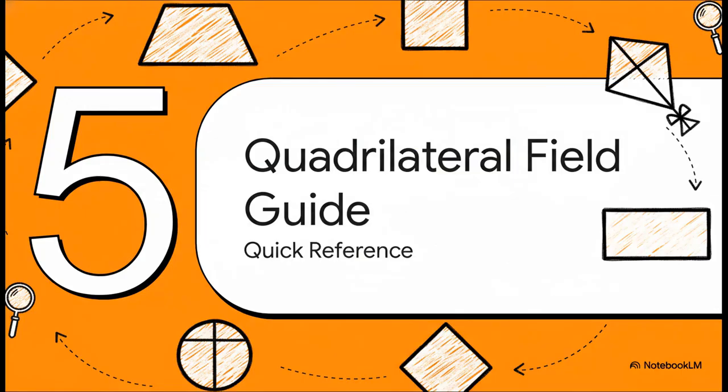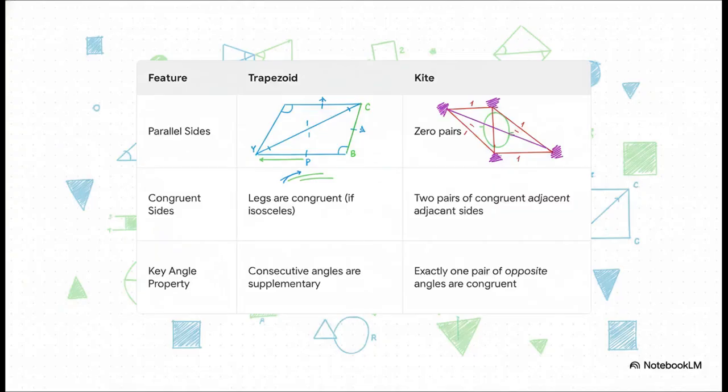Phew, we have gone through a lot of rules and definitions. So let's bring this all home with a super simple, powerful tool I like to call the Quadrilateral Field Guide. It'll help you tell these shapes apart in a split second anytime you see them. This chart right here is your ultimate cheat sheet. Just look at the core difference. Trapezoids are all about having one pair of parallel sides. Kites, on the other hand, are all about having two pairs of congruent adjacent sides. That one single distinction is what causes all the other differences in their properties, from their angles to their symmetry.